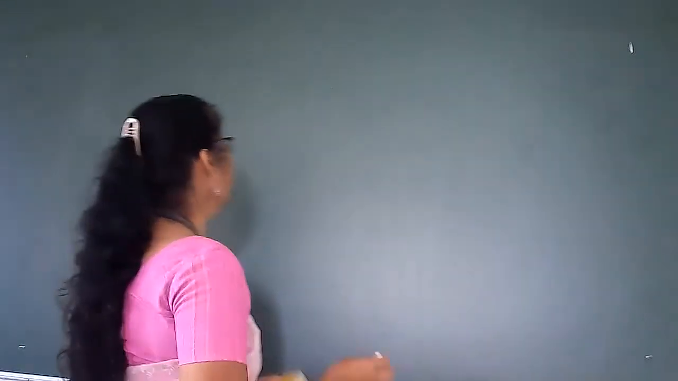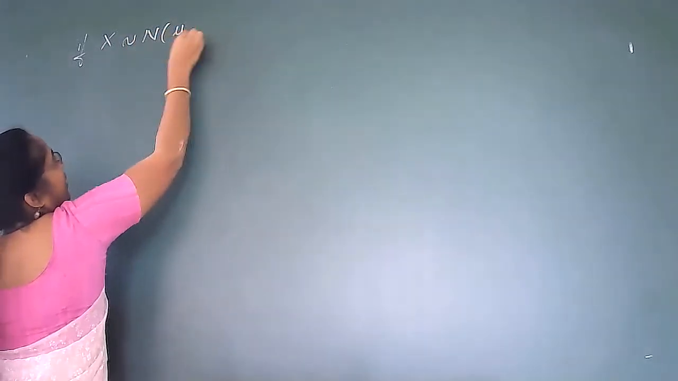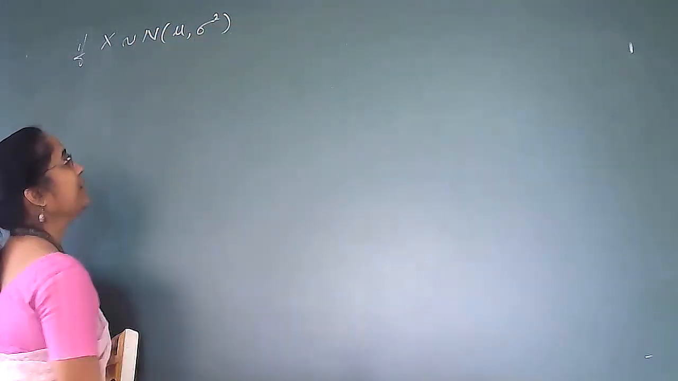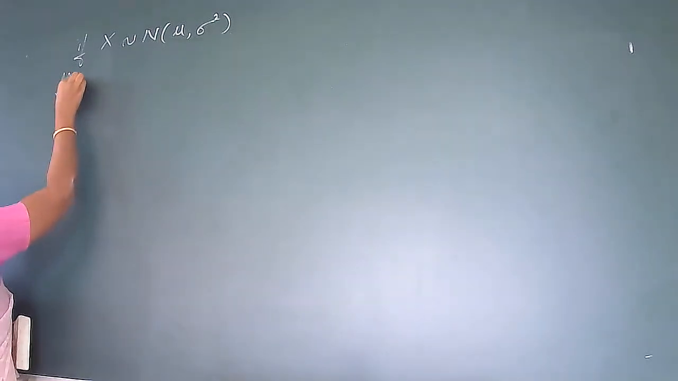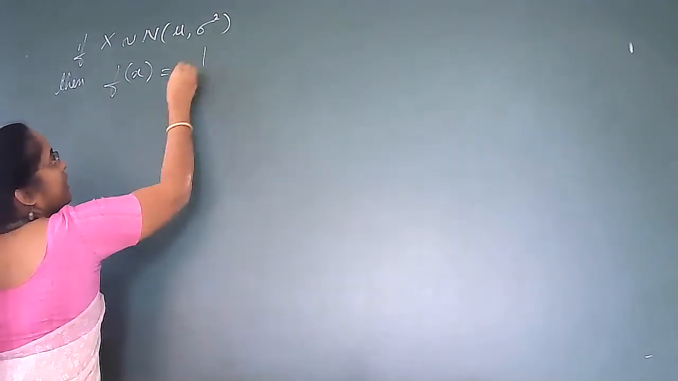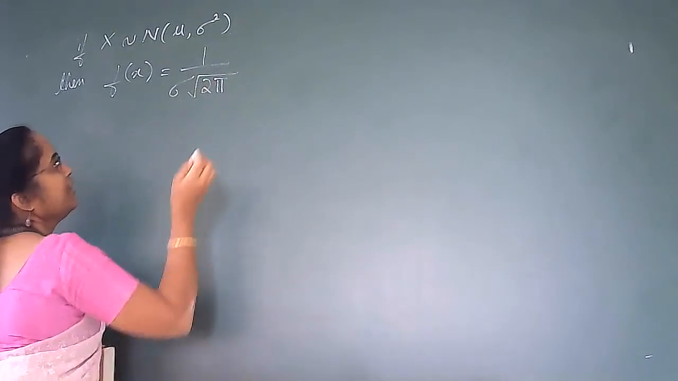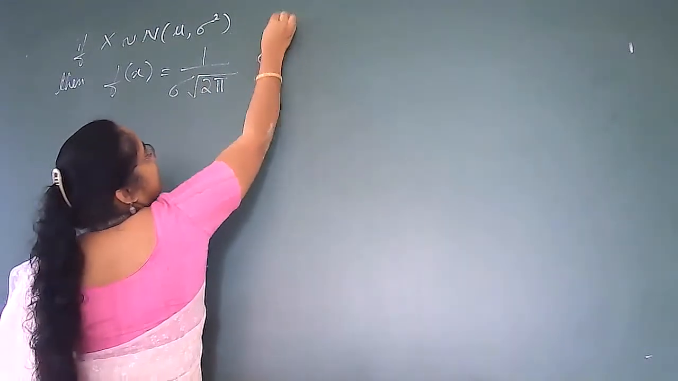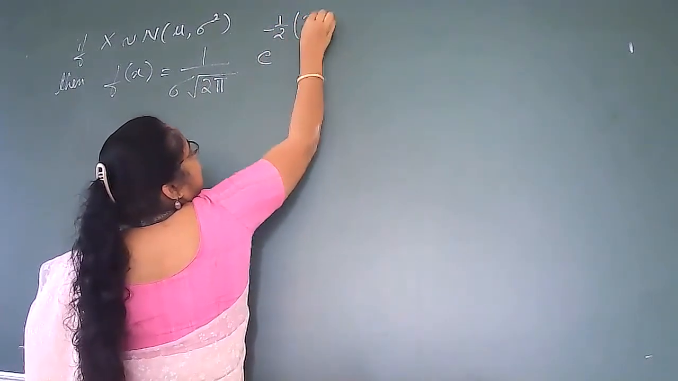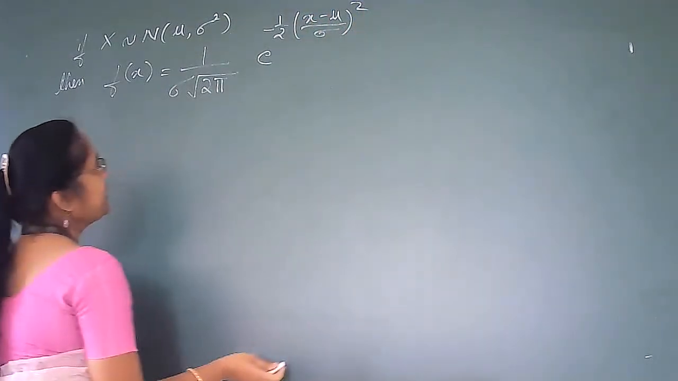We shall first state the PDF. If x follows a normal distribution with mean mu and variance sigma square, then its PDF f(x) is given by 1 upon sigma root 2 pi, e raised to minus 1 half, (x minus mu upon sigma) the whole square.